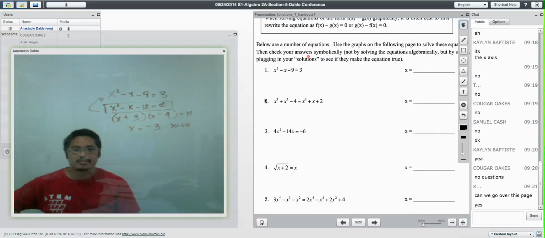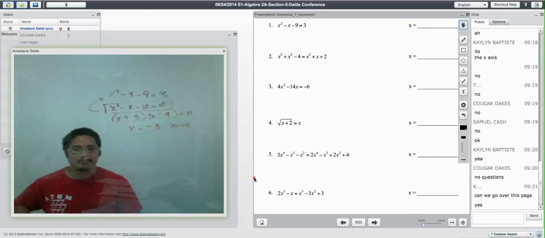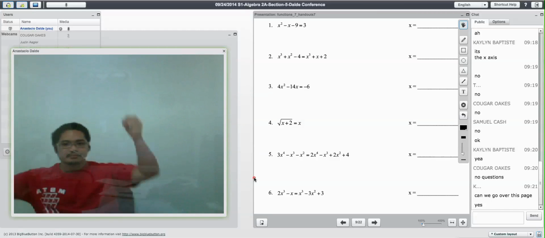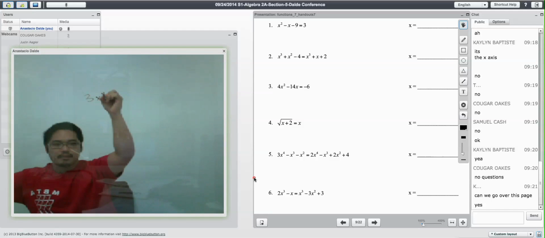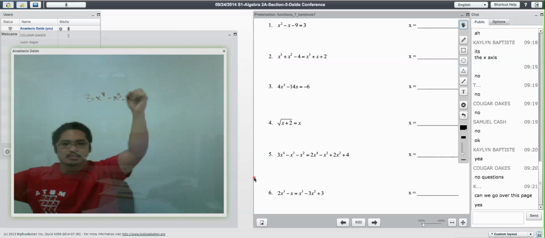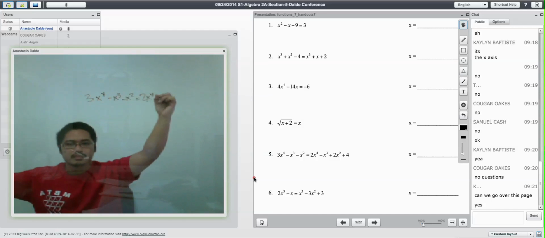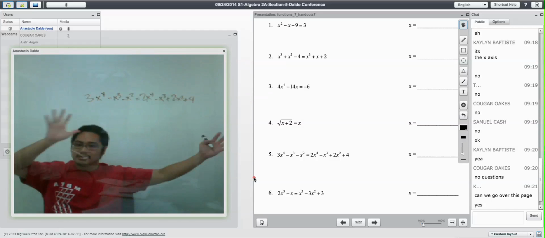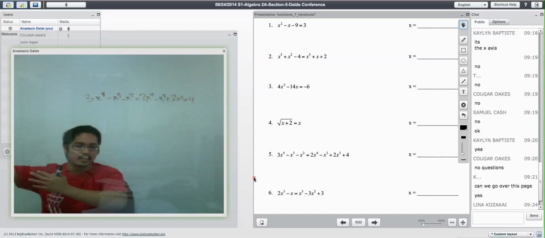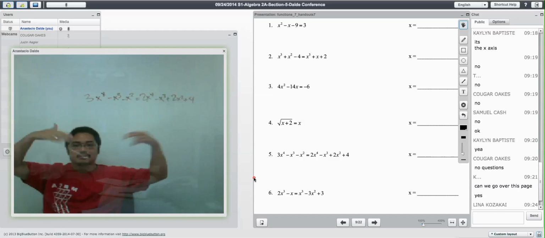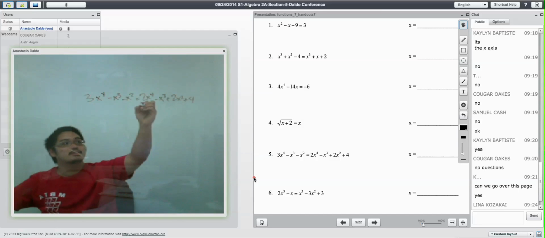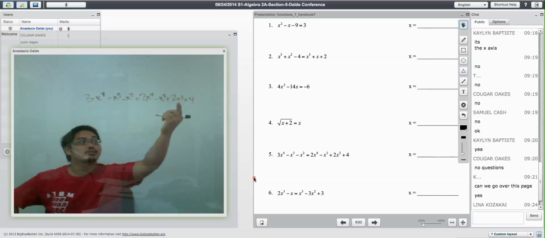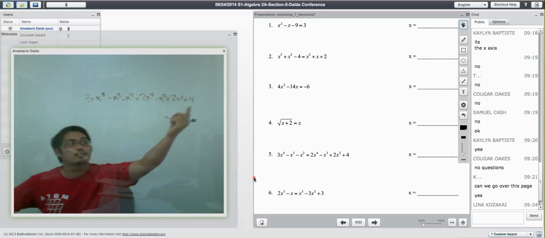Let's try number 2. Or you know what, let's try number 5. That one looks like the hardest one under the sun. Alright. 3x to the 4th power minus x cubed minus x squared equals 2x to the 4th power minus x cubed plus 2x squared plus 4. I'm just going to take everything and move it all over to one side. It looks crazy, but it's not really that bad, because all I'm going to do is subtract 2x to the 4th onto that side, add x cubed over to that side, subtract 2x squared onto that side, and subtract 4 onto that side.